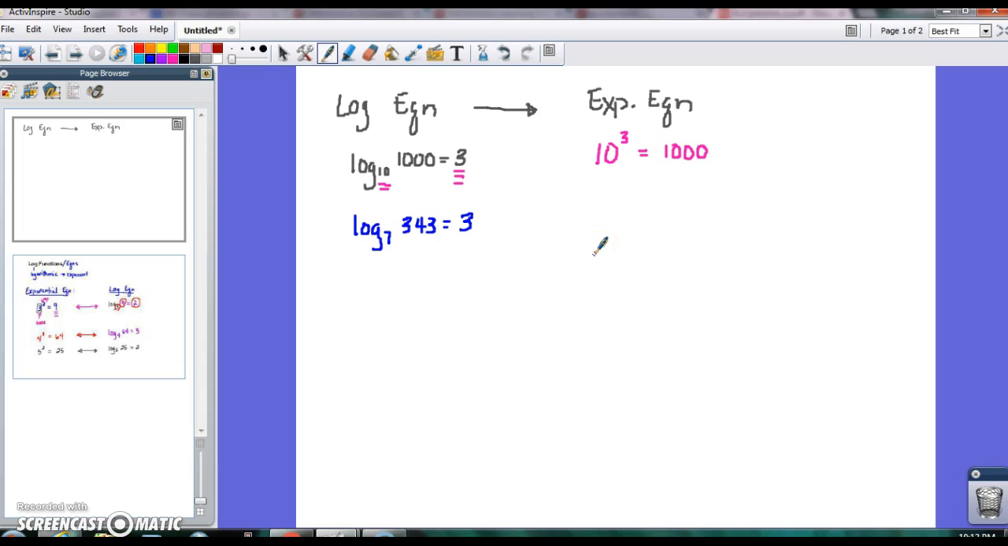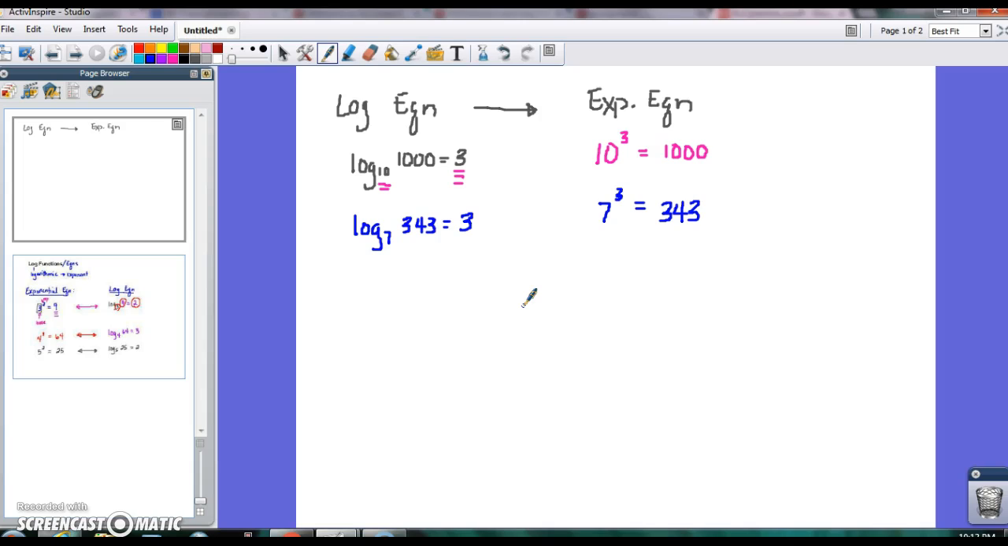Can you put it into exponential form? See if you can do it. Give it a shot. Okay, my base here is 7. My exponent is 3, and that's equal to 343. That's how you switch back and forth between the two.